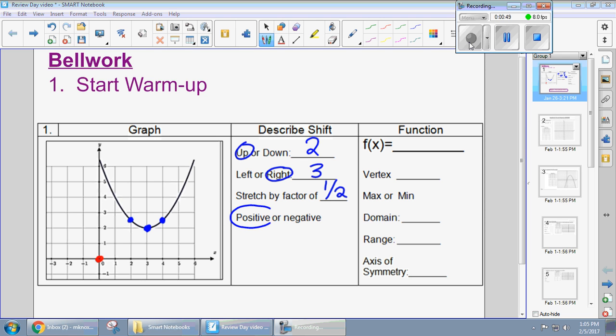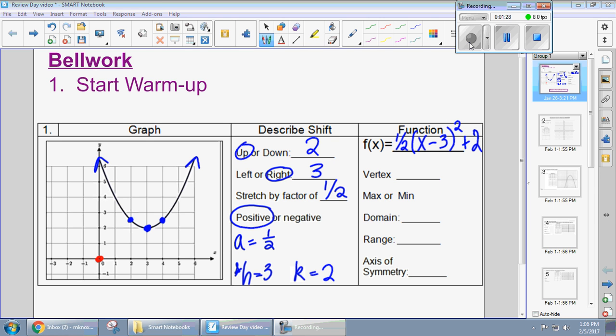And my A is going to be positive because my parabola is opening upwards. So my A is going to be a positive 1/2. My H is 3. And my K is 2. So when I go to write my function, my A goes in front, 1/2 times x, and instead of a plus 3, I do a minus 3, because remember it switches when it's in the equation, x minus 3 squared plus 2. There we go.